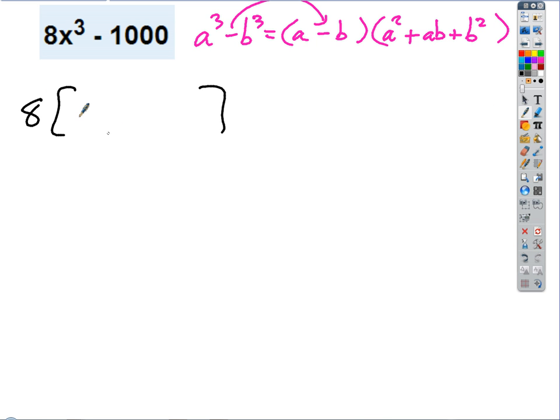leaving me with what? Well, x cubed minus, 8 goes into 10 once, with 2 left over. 8 goes into 20 twice, that's 2 times 8 is 16 with 4 left over. 8 goes into 40 5 times. Oh yeah. Why do you leave the 8 there? Because that's a common factor.